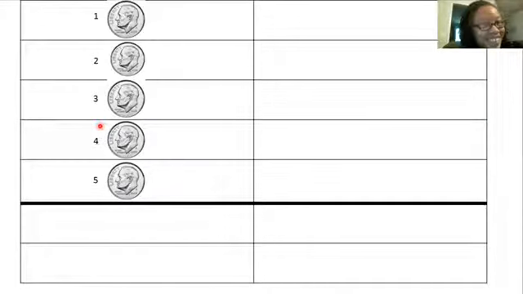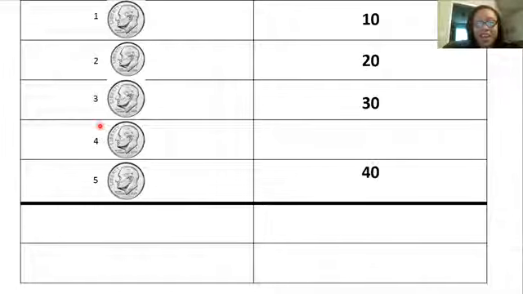Did you say 10? Oh, if you said 10, you are so smart. Count by tens with me until we can find out how much money we have so far. 10, 20, 30, 40, and 50. Do you notice a pattern? 1 dime is 10 cents. 2 dimes is 20 cents. 3 dimes is 30 cents. 4 dimes is 40 cents. And 5 dimes is 50 cents.